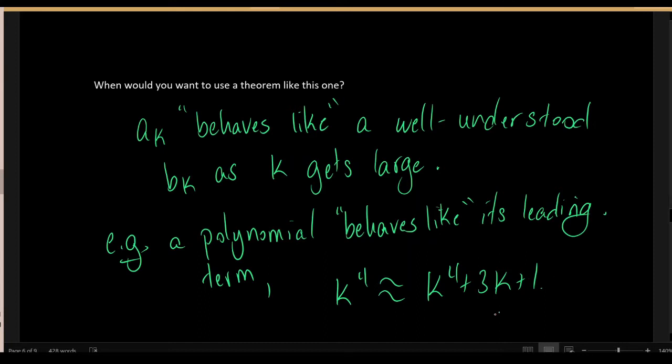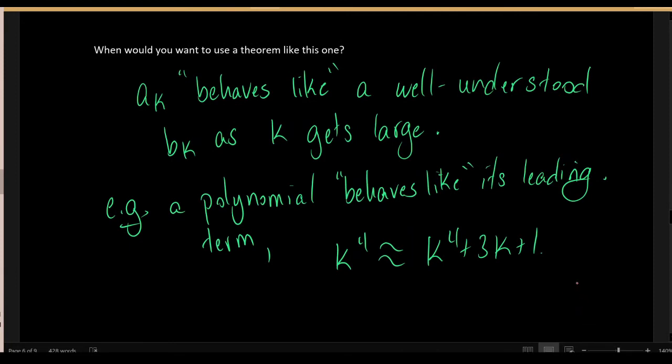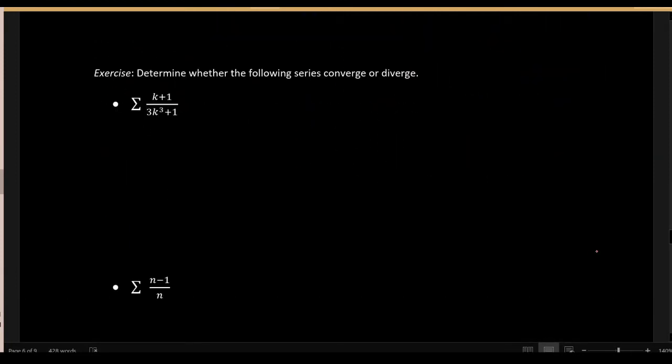So let's use that principle to check out some of the following examples. Determine whether the series converges or diverges. So the first series that we have has k plus 1 on the top and 3k cubed plus 1 on the bottom.